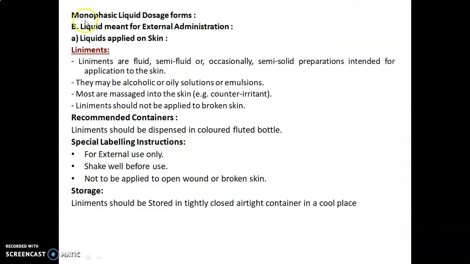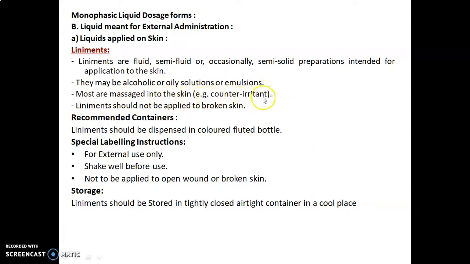So first of all, let's discuss the introduction to monophasic liquid dosage forms, especially liquids meant for external administration, that is, liquids applied on the skin. Liniments are fluid, semi-fluid or occasionally semi-solid preparations that are intended for application to the skin. They may be alcoholic or oily solutions or emulsions. Most are massaged into the skin.